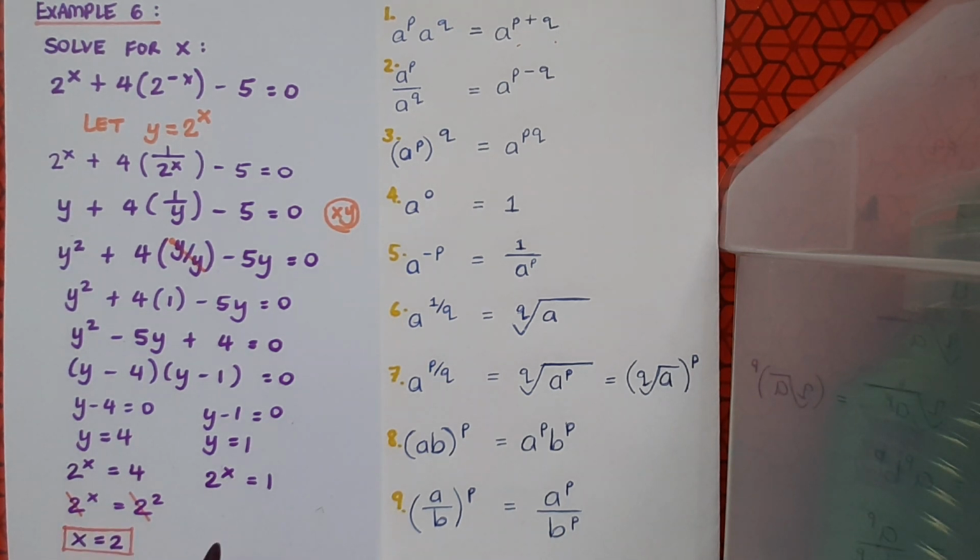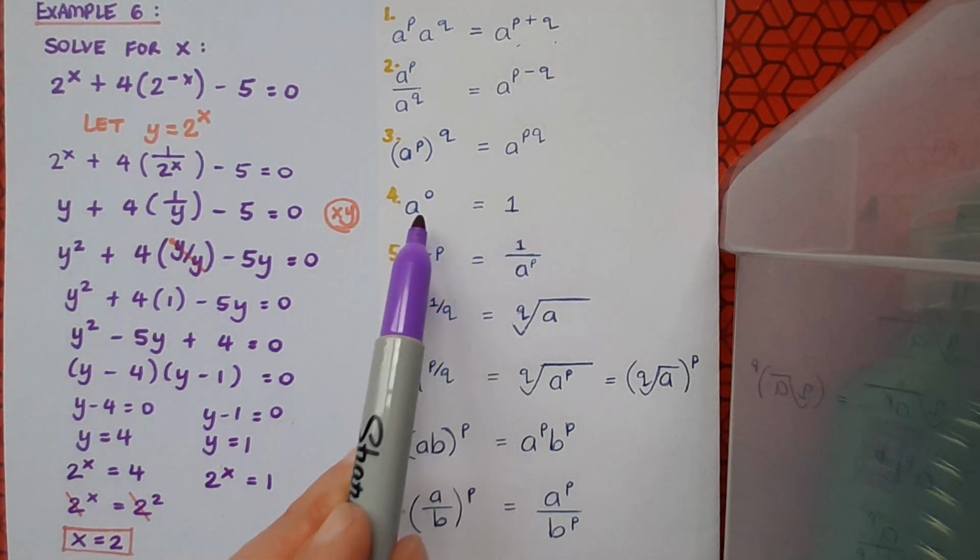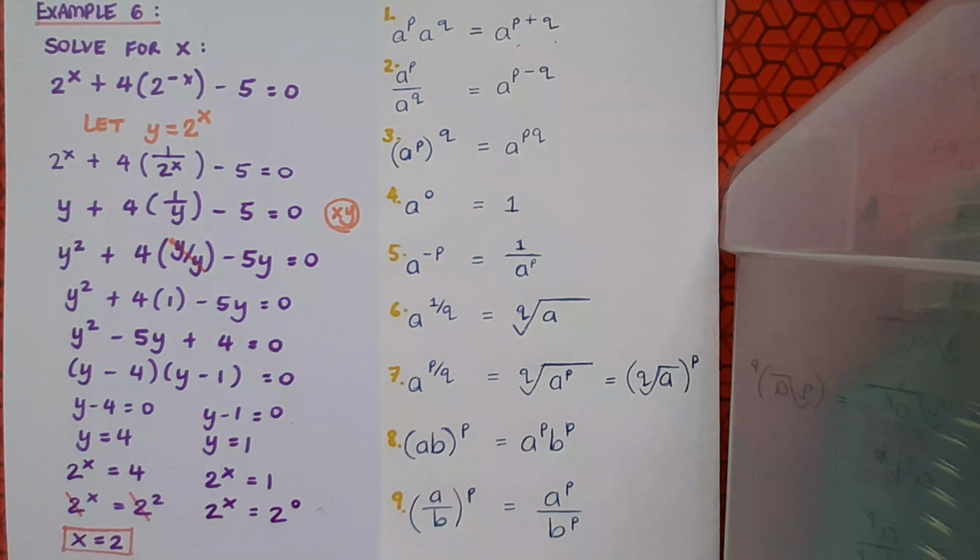For the other solution, well, 1 is going to be, okay, let's have a look, 1 is 2 to the power of 0. So I can write that as 2 to the power of 0 and then cross off my bases and I get x equals 0 as my solution. So my two answers in this case are x equals 2 and x equals 0.